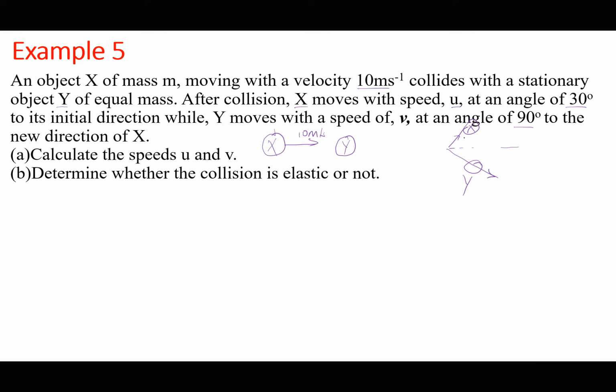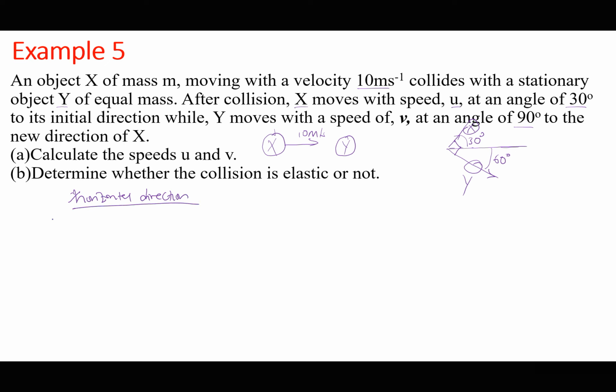The angle between X and Y is 90 degrees, at an angle of 90 degrees to the new direction of X. So this angle is 90. But X is at an angle of 30 degrees. So that means this angle is going to be 60 degrees. Okay. So we are going to conserve momentum in the horizontal direction.